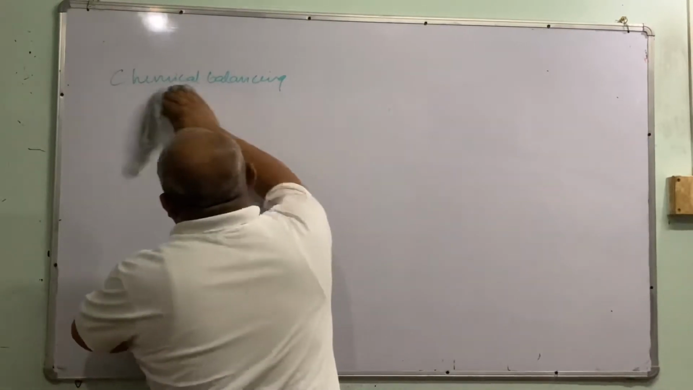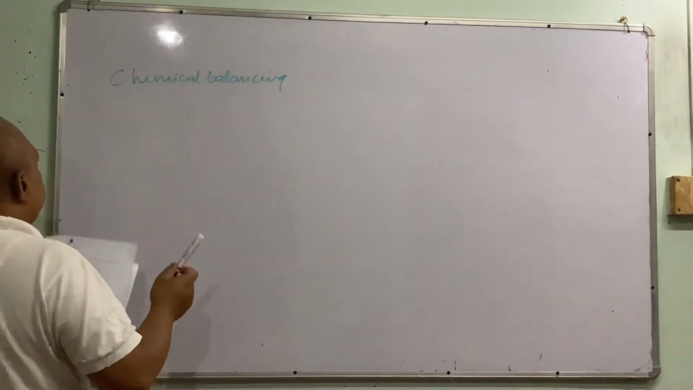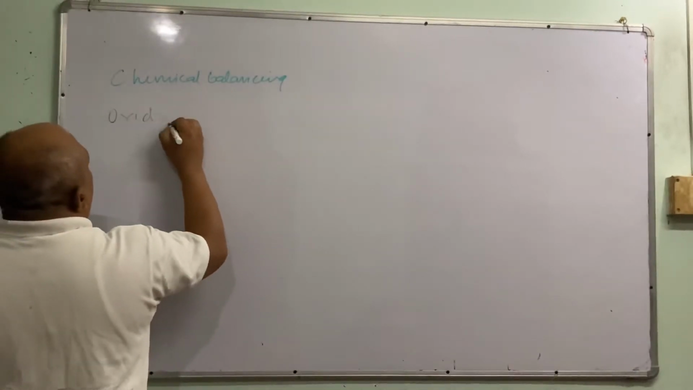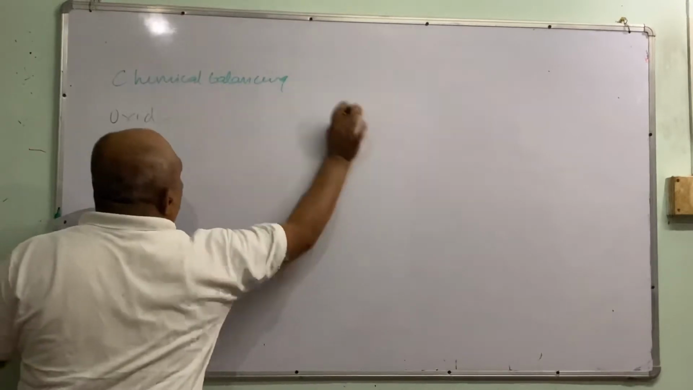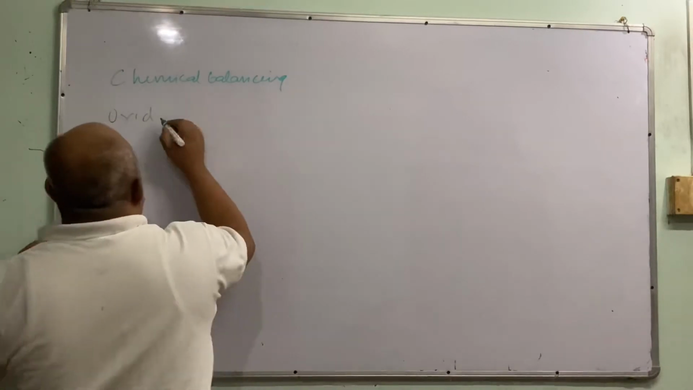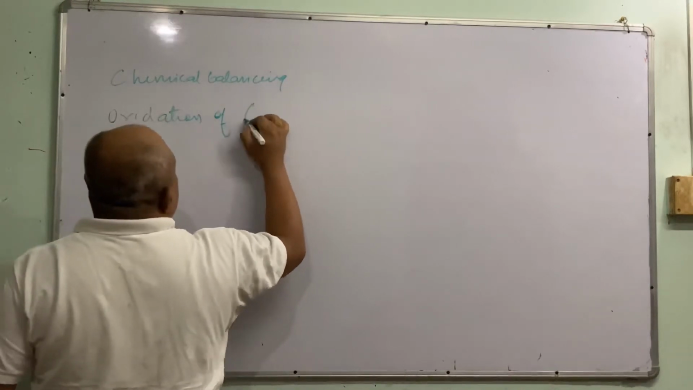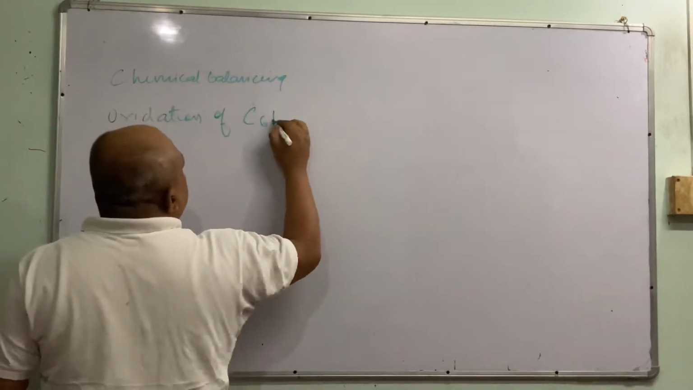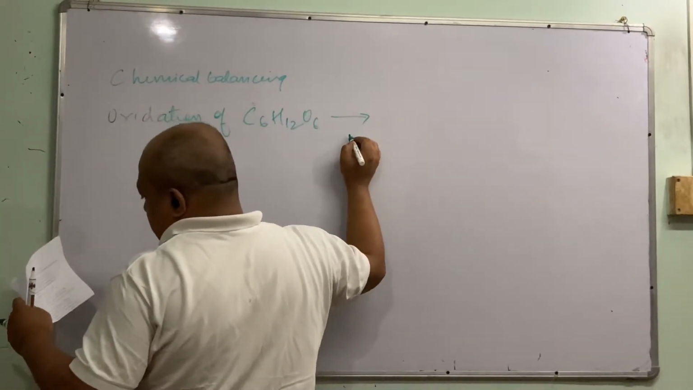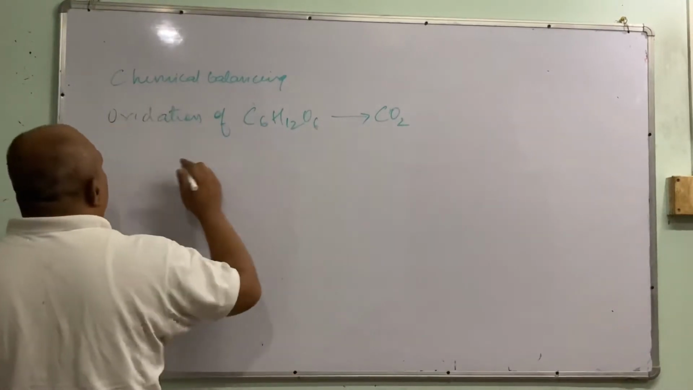I just put some molecules of water. One example, what I'll do right now is, oxidation of C6H12O6. This glucose is going to oxidize to carbon dioxide. Number one, it is going to lose electrons.